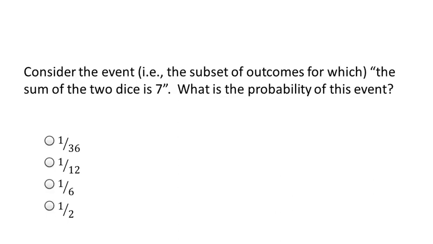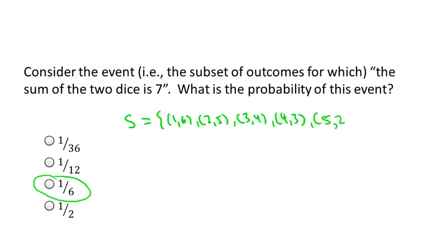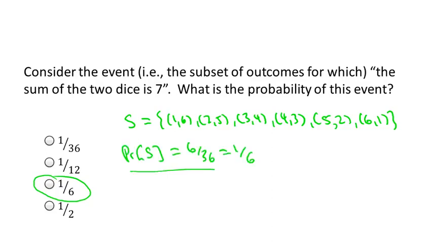All right, so the correct answer is the third one. The probability is 1 over 6. Why is that? Well, first let's be more precise about what this event is. What are the outcomes in which the sum of the dice is equal to 7? Well, there's exactly 6 such outcomes. 1,6; 2,5; 3,4; 4,3; 5,2; and 6,1. Each of the 36 outcomes is equally likely, has probability 1 over 36, so we have 6 members of the set, each with probability 1 over 36, so the probability is 1/6.